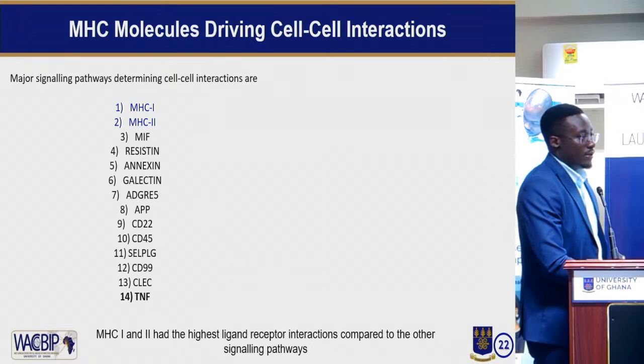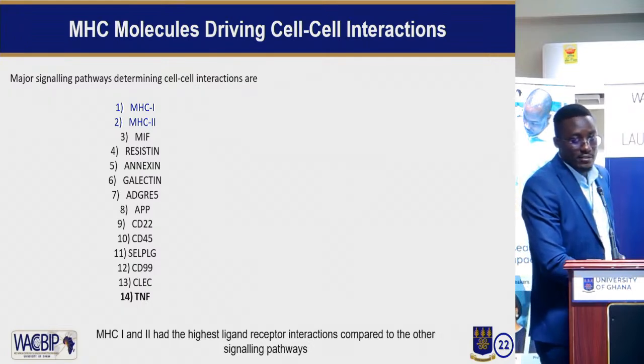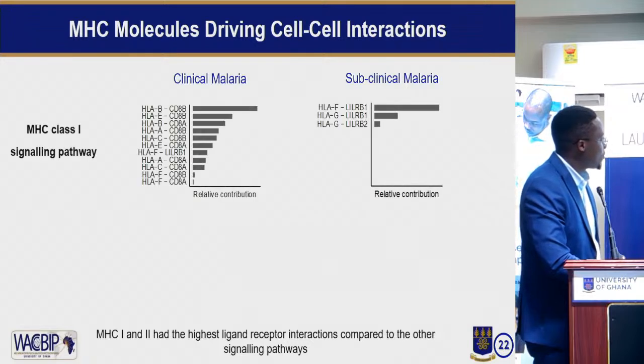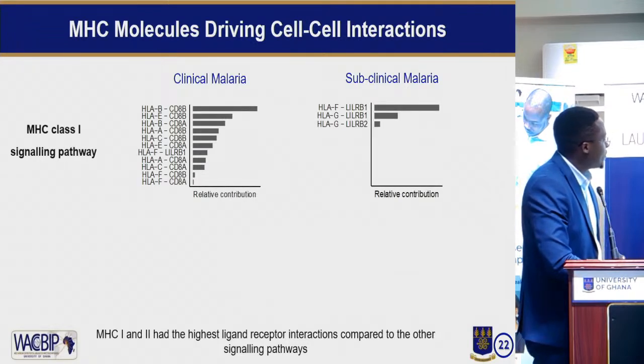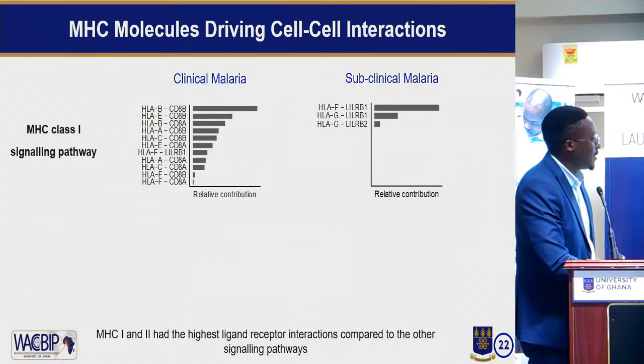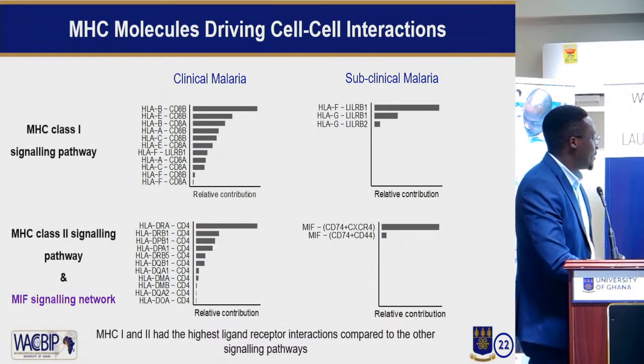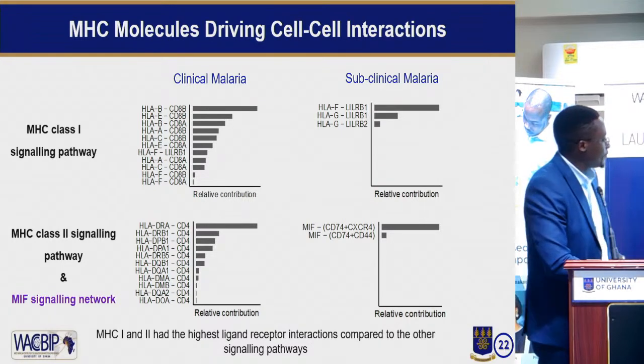And when we tried to evaluate what is driving these interactions, we found that mostly it is the MHC class 1 pathway that has a lot more of the interactions with the different cell types compared to the subclinical malaria infection, and the MHC class 2 signaling pathway.